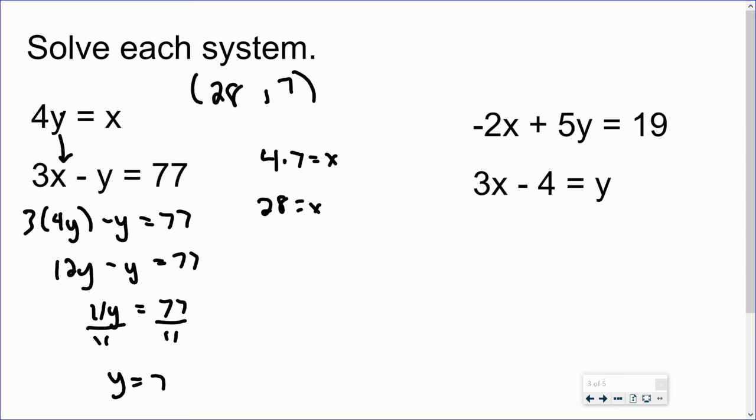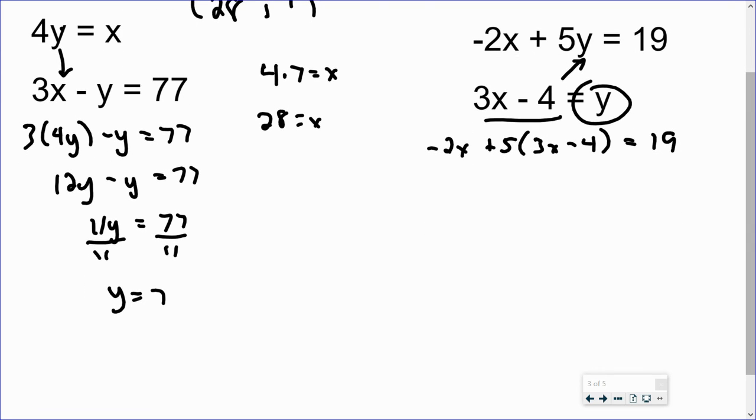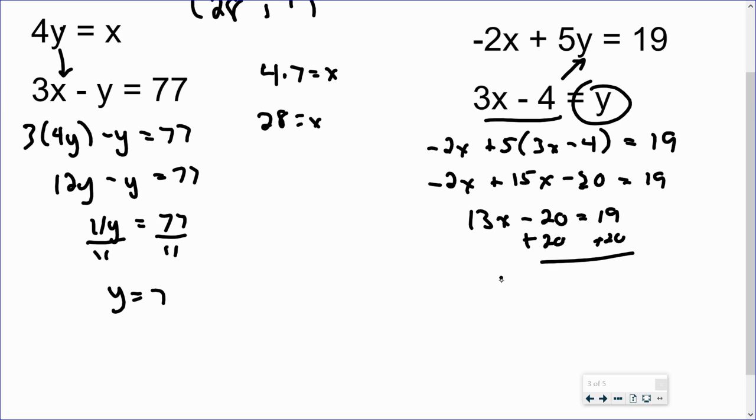Okay, now the next one. The next one, as I do this, it is solved for y as well. So I'm going to put this value in for this y. Okay, so I just substituted in there. That's the first step. I look at this. I want to get rid of those parentheses. So I multiply 5 times everything inside those parentheses. I don't like the 2 x's, so let's put those together. Let's get rid of this 20. And let's divide by 13.